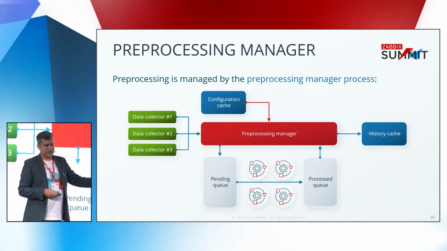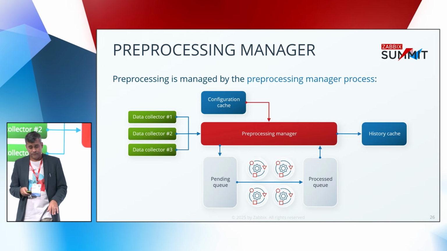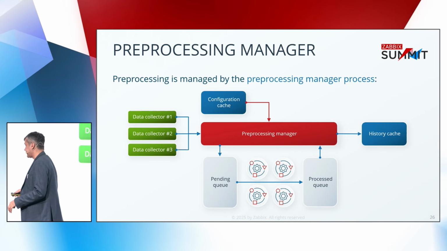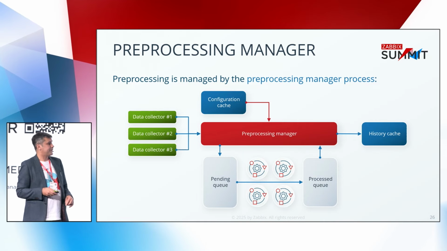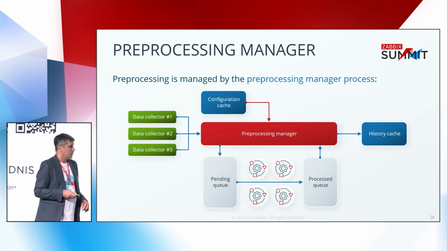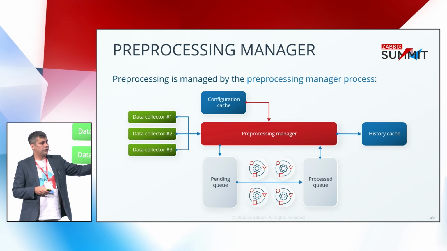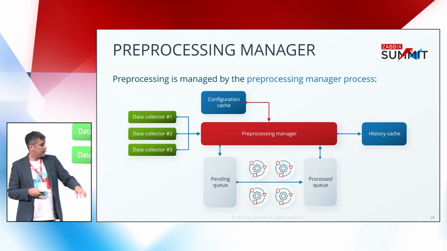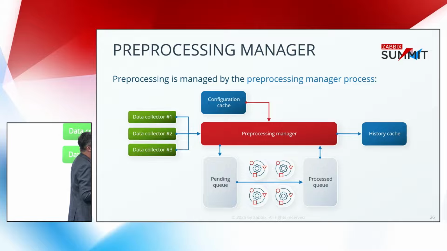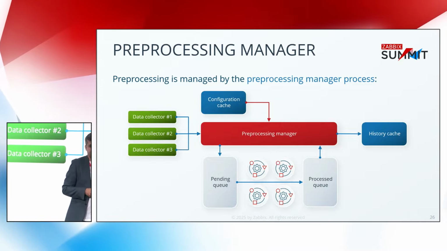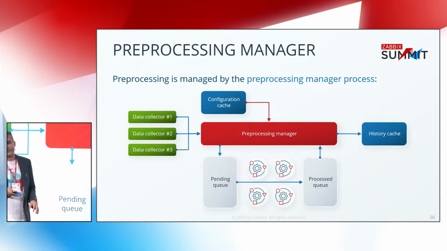You can start many of them. By default, in the latest versions, we have 16. Those pre-processors process values in parallel. Once everything is processed, they put it in the processed queue, and it goes to the history cache and database. So basically, looking here, the only part you need to tune is this one. If something goes wrong here, you may need more pre-processors.